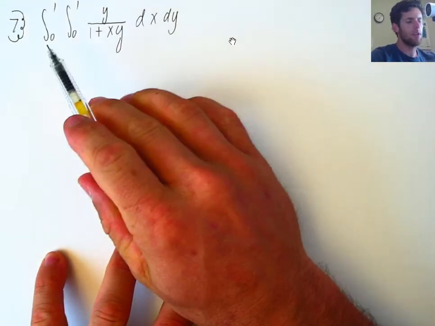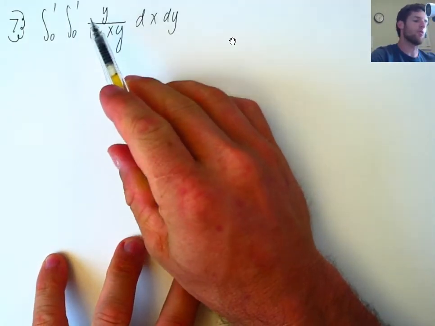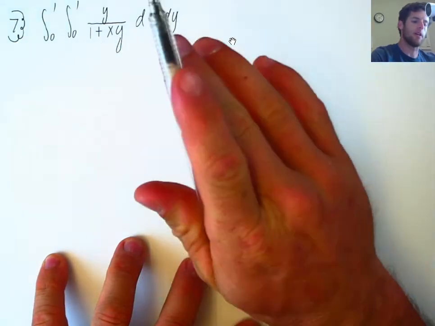Number 7, we have the definite integral from 0 to 1 of the definite integral from 0 to 1 of y over 1 plus x times y dx dy.